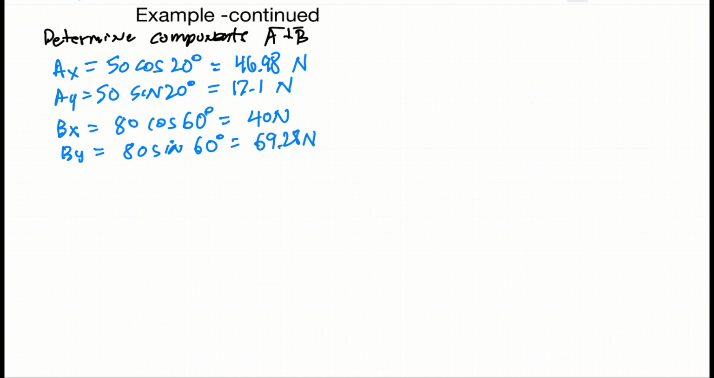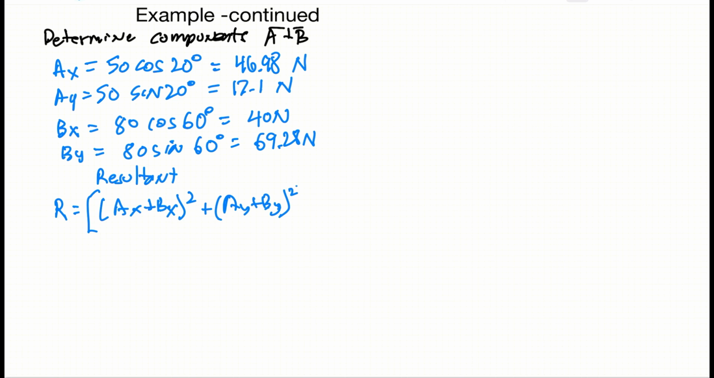Next, we want to calculate the length of the resultant vector. So the resultant, and our equation for that is going to be the sum of the x and the y components. So it's a sub x plus b sub x, quantity squared, plus a sub y plus b sub y, quantity squared. We take the square root of that whole thing. It's just an application of the Pythagorean theorem.